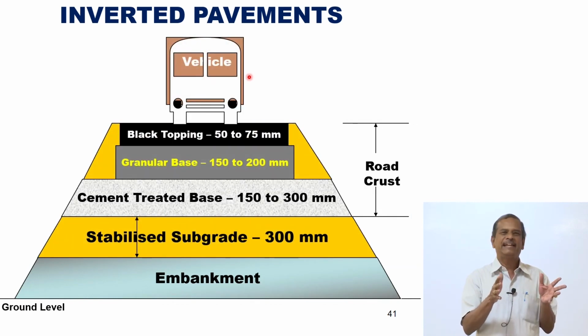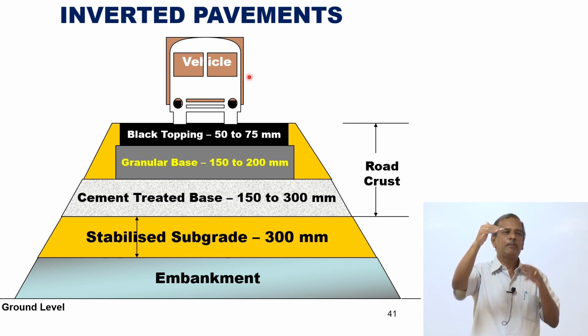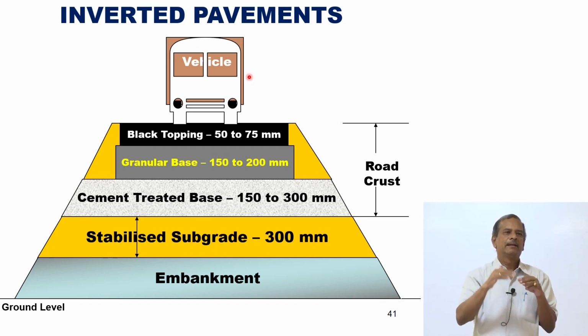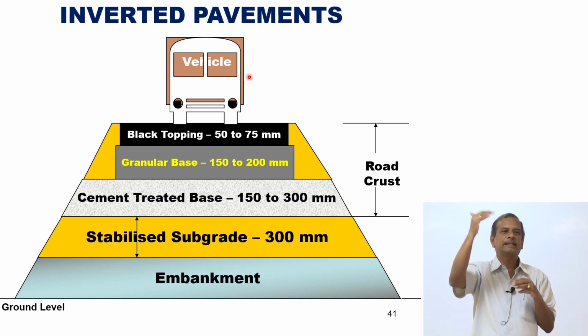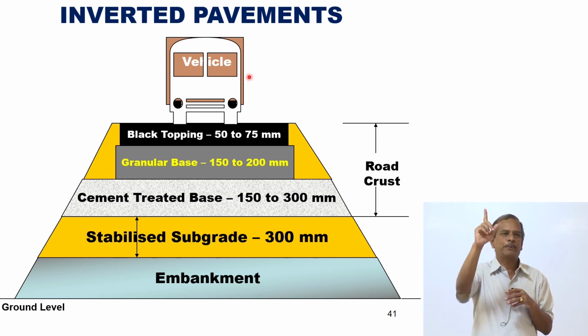What I am trying to do as an inverted pavement is this: in a conventional bituminous pavement, I have a bituminous layer, a granular layer, a subgrade soil. The strength of the granular layer will be more than that of the soil. The strength of the bituminous layer will be more than that of the granular layer. So, the strength will increase as you go from bottom to top.